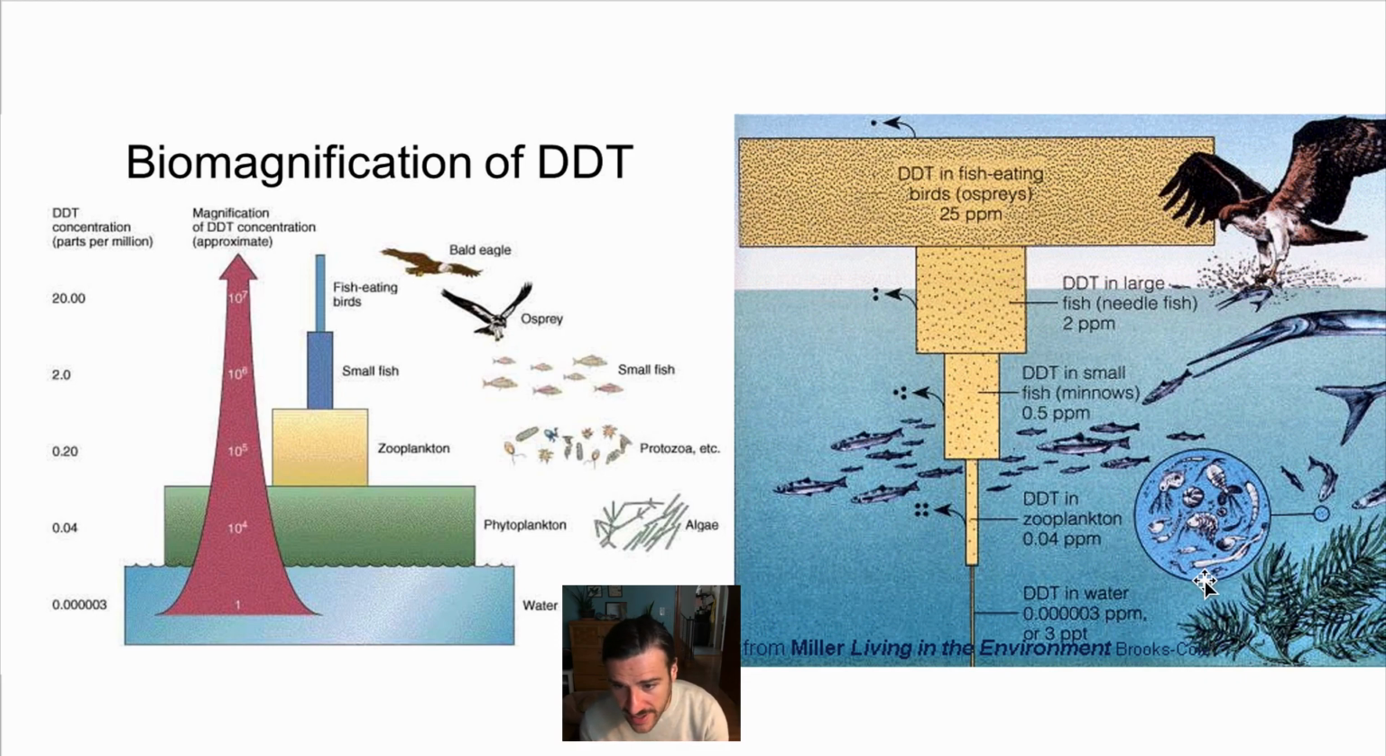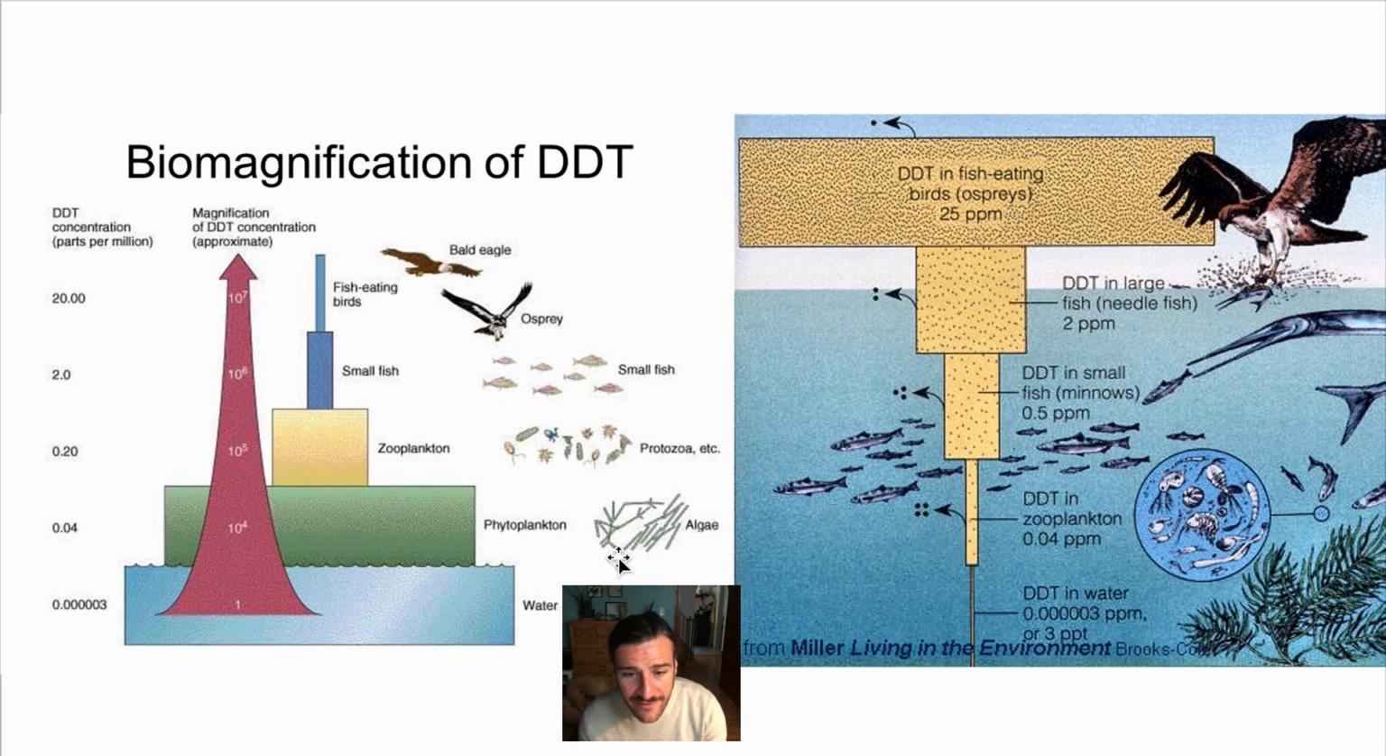So let's start on the right here. You have DDT in the water, which is 0.000003 parts per million, or 3 parts per trillion, right? So very, very low concentrations. But you have the zooplankton that are feeding on plankton, right? And it actually skips a trophic level. So you have water, which isn't a trophic level, but you should have phytoplankton, plants, right?